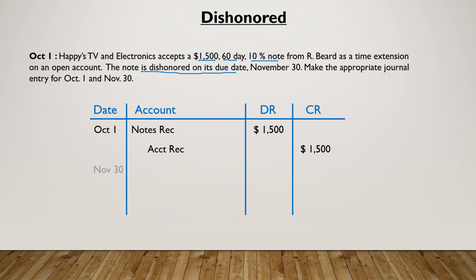Our entry on November 30th is almost identical to the normal collection entry of a note receivable. We're still going to credit notes receivable off the books. We'll also credit our interest revenue, calculated in the exact same manner. Our debit of $1,525 goes back into accounts receivable. Remember, on the maturity date, we have to book an entry. We're either collecting the cash payment or moving the principal plus interest into AR.